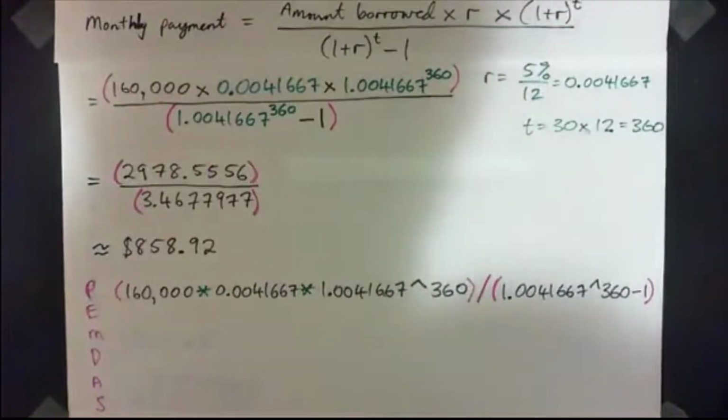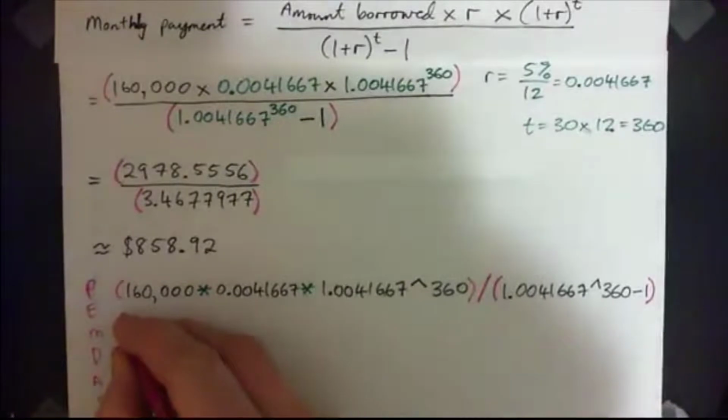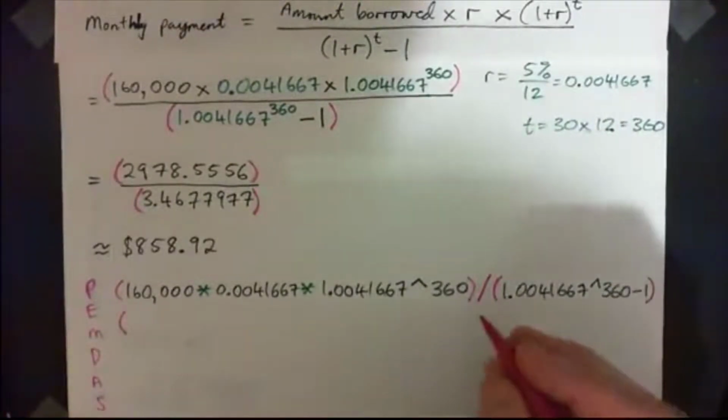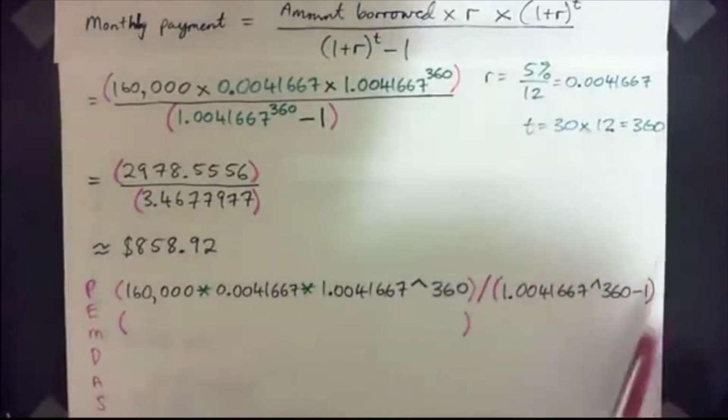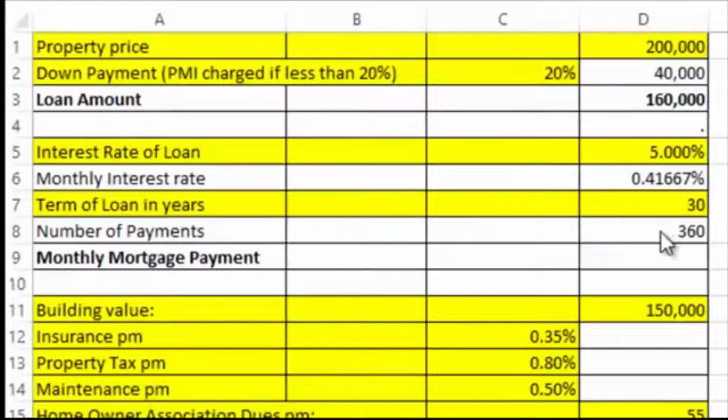Now, if we look at our spreadsheet, what I want you to try to find is what cell number each of these numbers correspond to. So if we go to our spreadsheet, we've calculated the monthly mortgage payment by hand. We've looked at a calculator entry, and now we're going to do a spreadsheet entry. So what we need to do is find the cell numbers for the numbers we need.